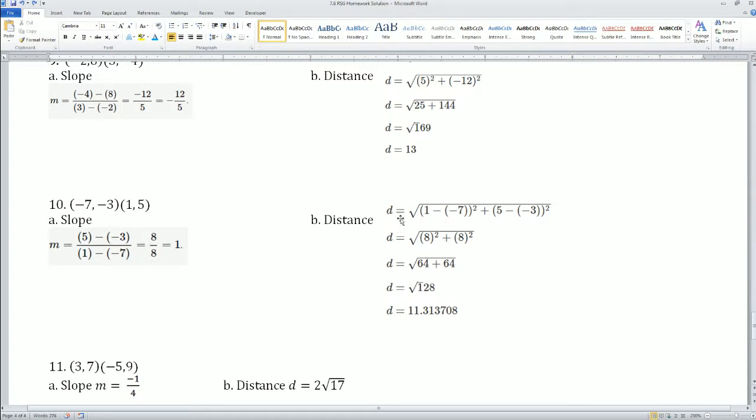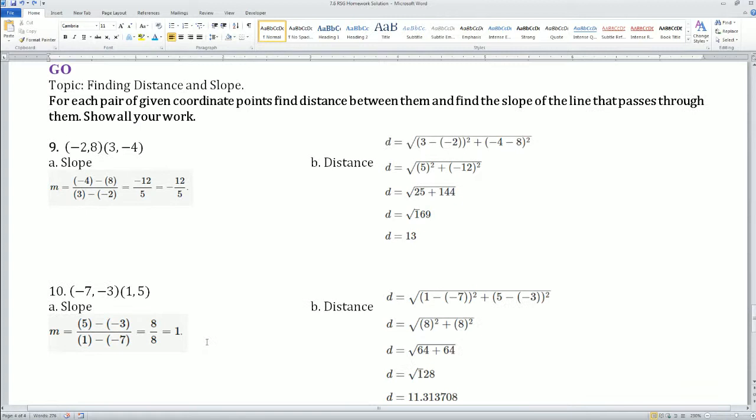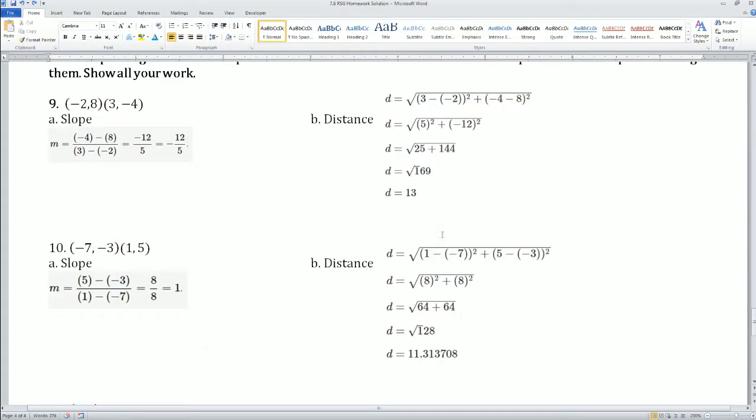Distance formula, same process. Square root of x2 minus x1 squared plus y2 minus y1 squared. 8 squared plus 8 squared, 64 plus 64, that becomes 128, right? You could put it in decimal as 11.313708. Again, to do the goal part, you just have to use the slope formula and the distance formula. Be very careful with the negatives. The way you get around this is just plug it into a calculator.